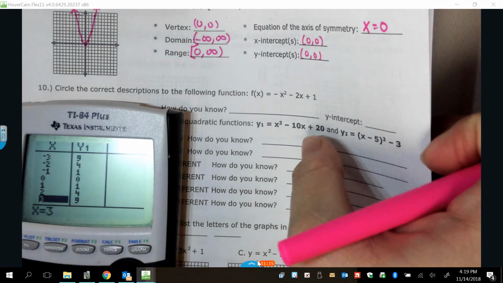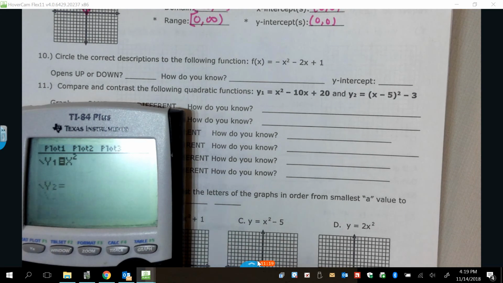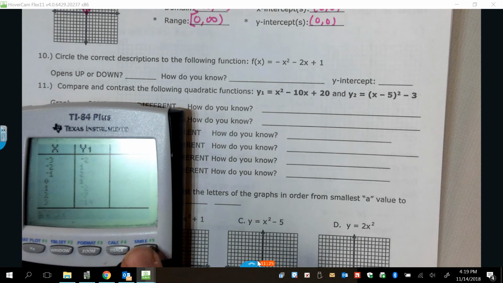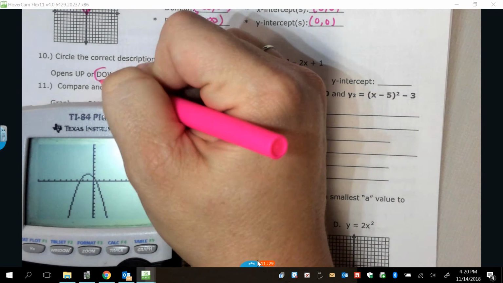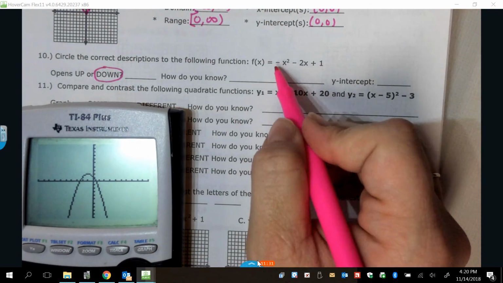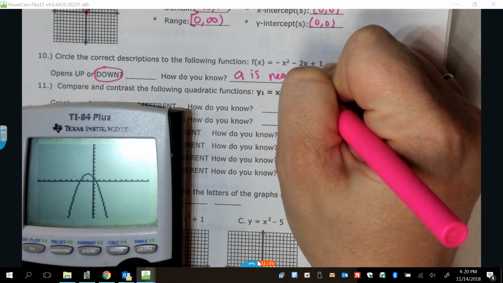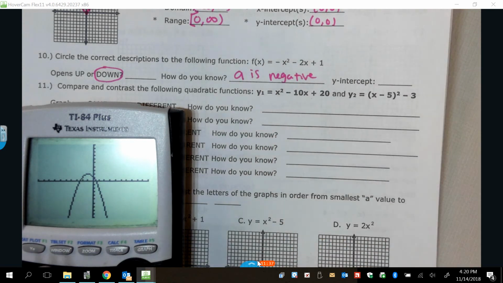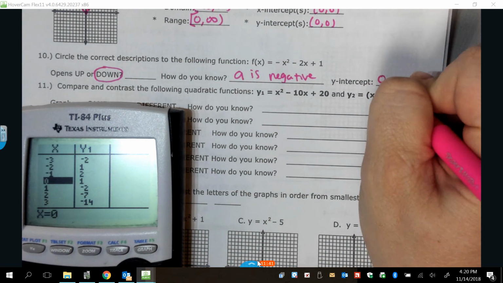Okay, pretty simple. So it says circle the correct description of the following function. So let's graph it. Negative x squared minus 2x plus 1. Second graph. So it's opened downwards. Now we could have figured that out just by knowing that a is negative. Or you looked at the graph, and your y-intercept is where x equals 0, so it's (0, 1).